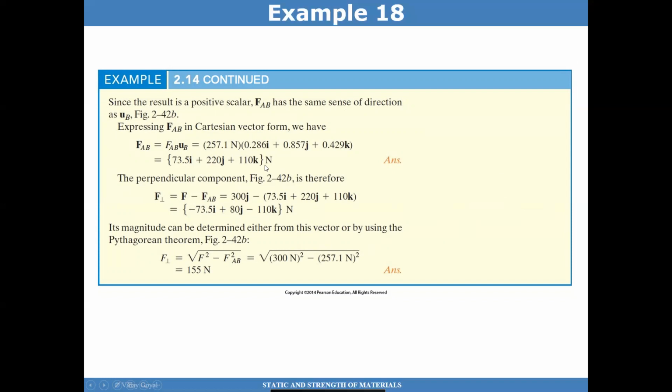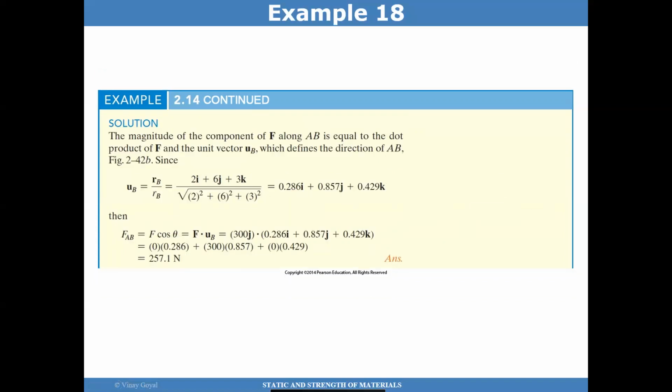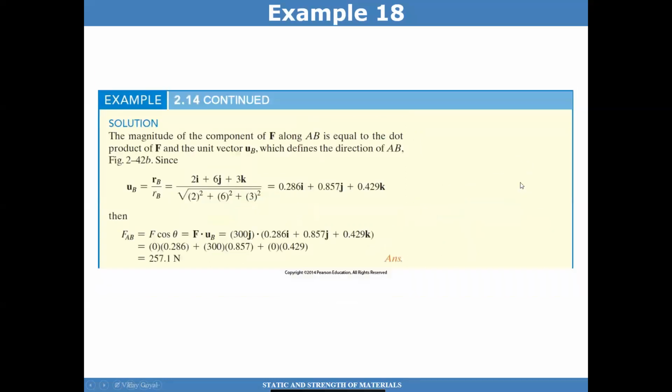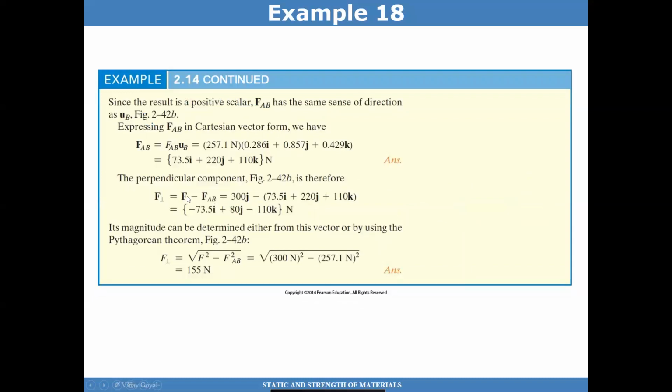The perpendicular component can be found just by looking at a diagram, because if I know this vector F and I know this vector FAB, the vector that's perpendicular is just graphically this one. So by using the law of triangles, I know F, which is 300. I know FAB, which is this one here. So I can definitely find F perpendicular to be this one. And then you can calculate the magnitude very quickly. You already know the direction. You can calculate the magnitude, which is the square root of 73 squared plus 80 squared plus 110 squared. That'll give you the answer that you're looking for.